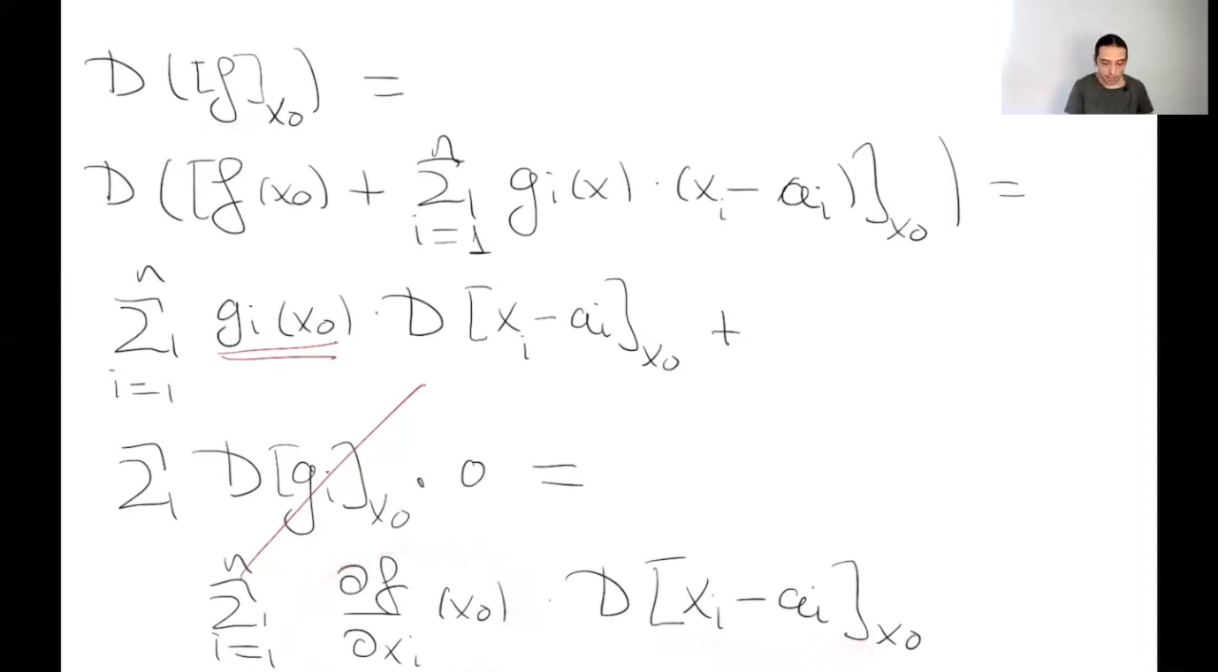So any derivation is completely determined by the value of the derivation on the germs of the functions x_i minus a_i. And in that way, we already saw that our map from the tangent space of M at x0 to the derivations of the space of germs at x0 is surjective. It was already injective and linear, so it is a linear isomorphism.